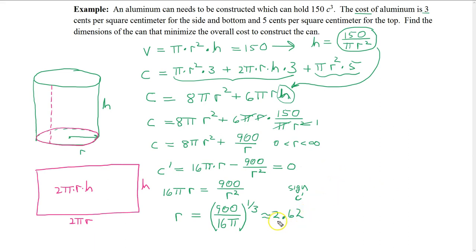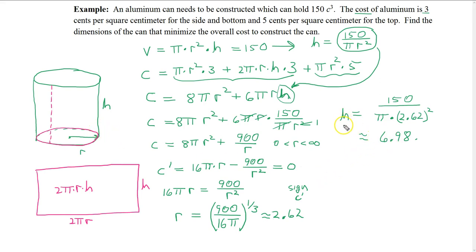And now that we've found what r is equal to, we can now solve for h using this equation up here, and we get that h is going to be 150 over pi times 2.62 squared, which is approximately 6.98. And there we've found the dimensions for the tin can that will minimize the cost of construction.